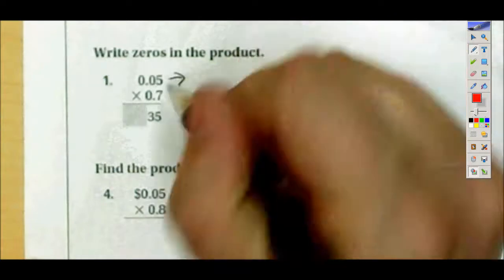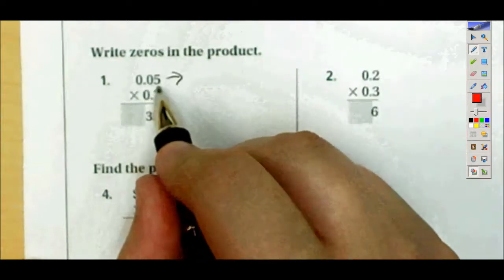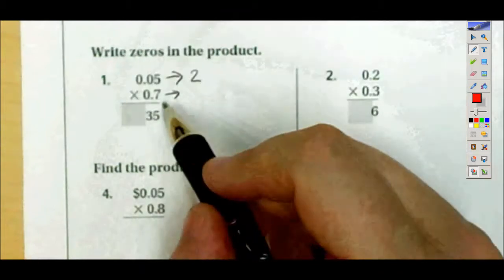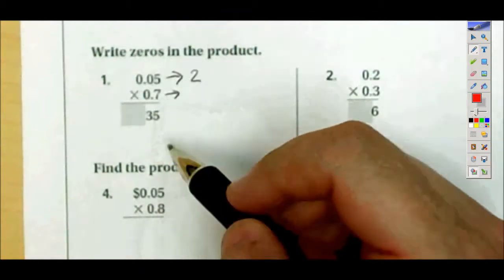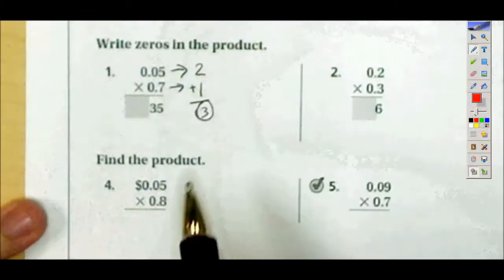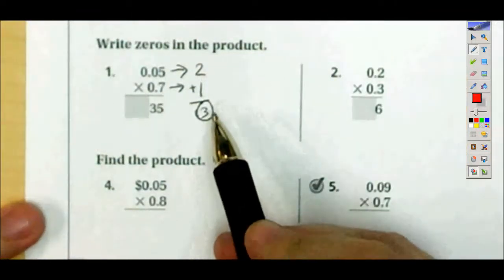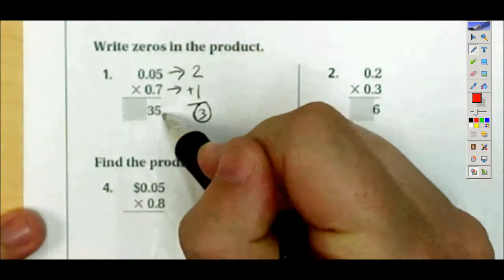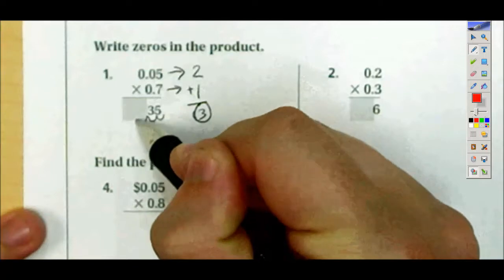So how many numbers are after the decimal in this first number? It's 2. This one and this one, so 2. How many numbers after the decimal in this number? Just 1. So I add these together, and I get 3. So there's 3 digits after the decimal in my answer. So I put my pencil here, and I go 1, 2, 3.